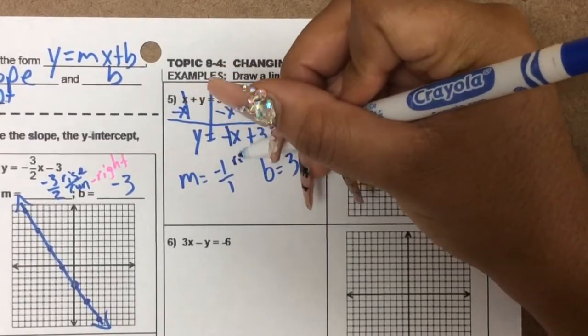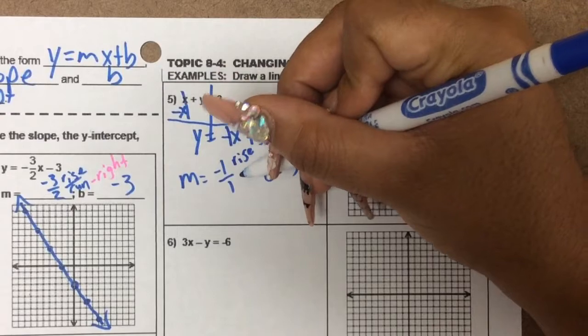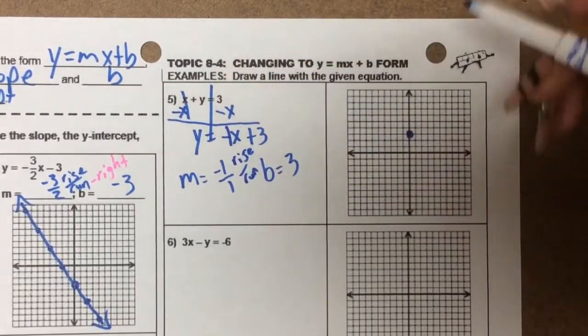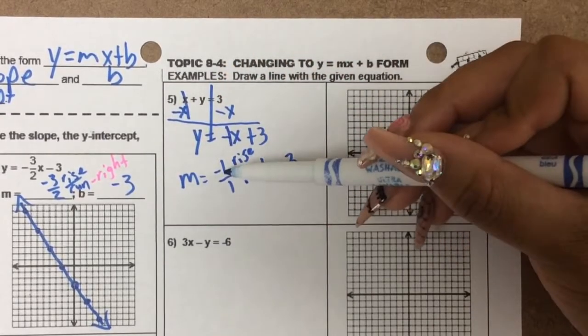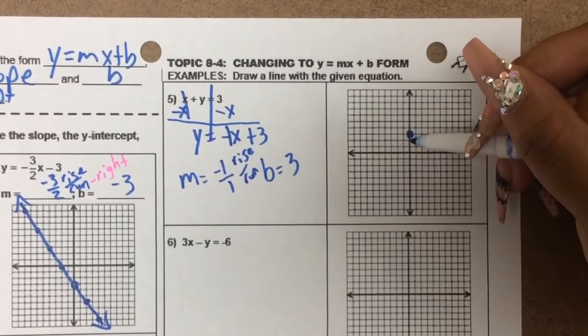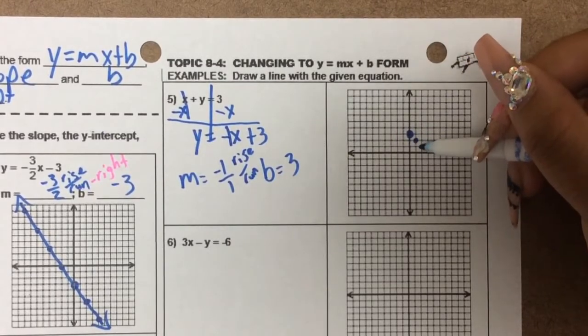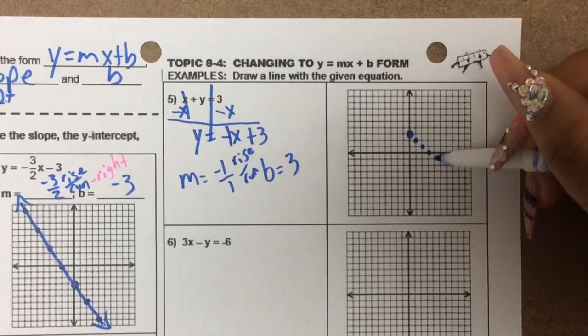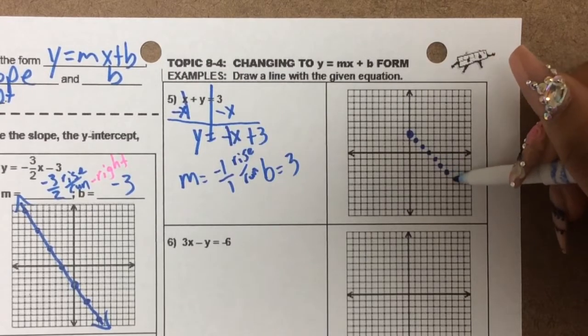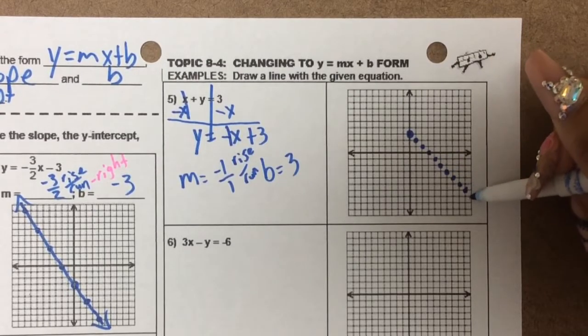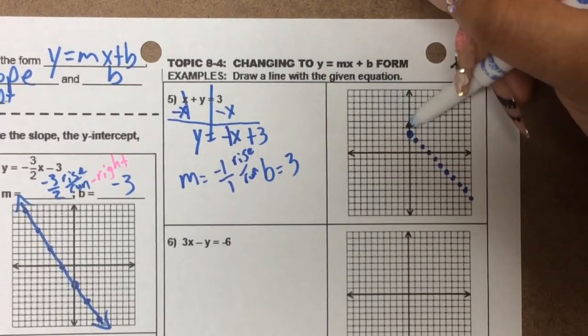So remember, rise over run. So I'm going to rise. Actually, I'm going to go down because it's negative. Down 1, right 1. Down 1, right 1. Remember, you always go to the right until you run out of room. So now I'm going to go left.